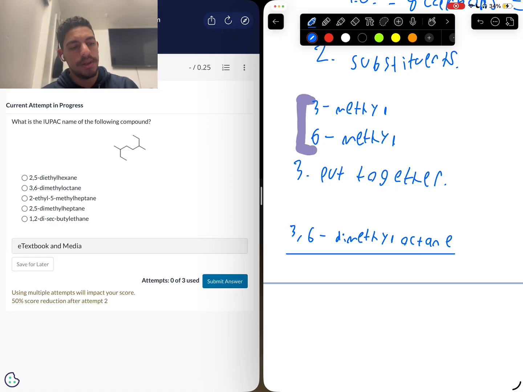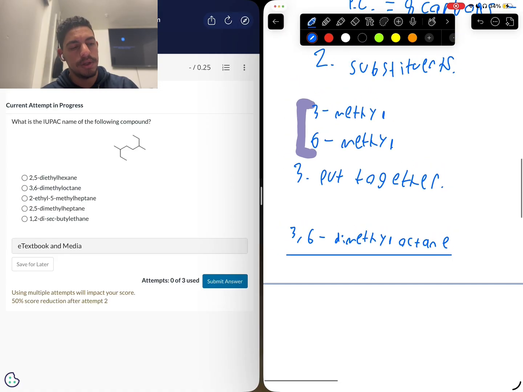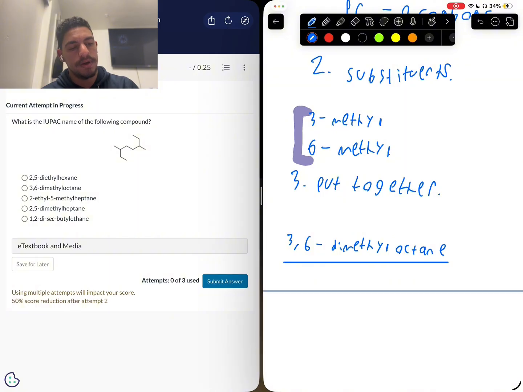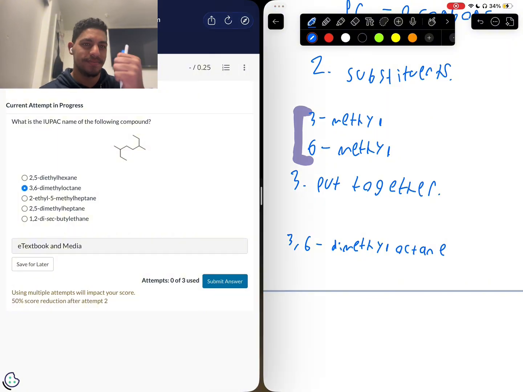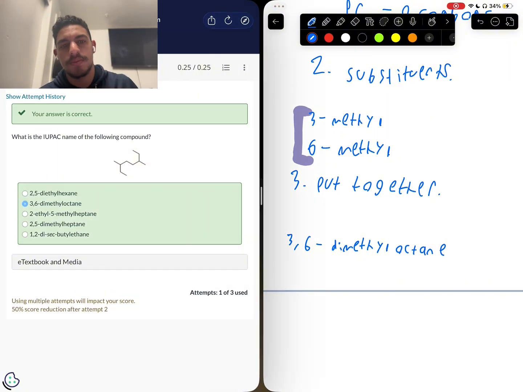So if you read it like this, you have an octane, so you can read it from the back. You have an octane, which has 2 methyls, one at carbon 3 and one at carbon 6. And then it's right there. There you go. Perfect. So let's move on to the next one.